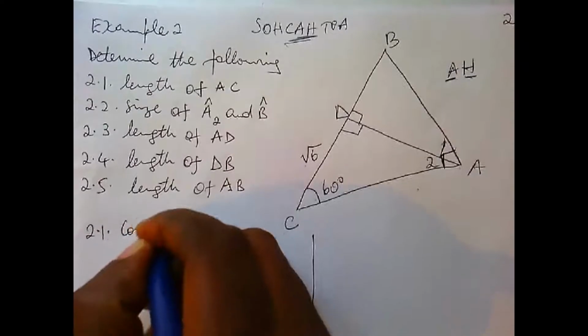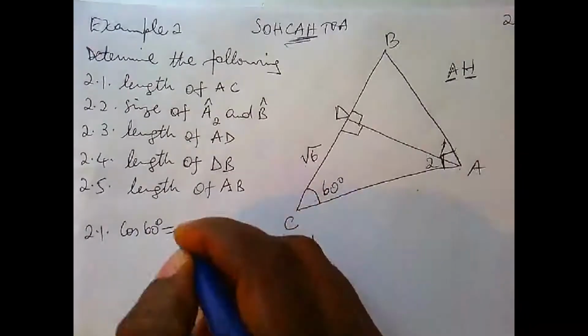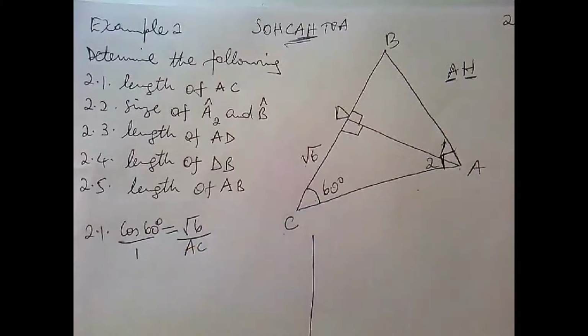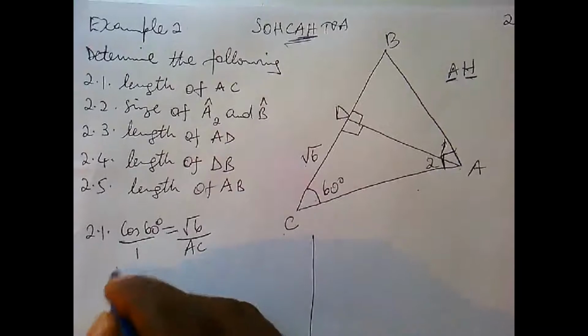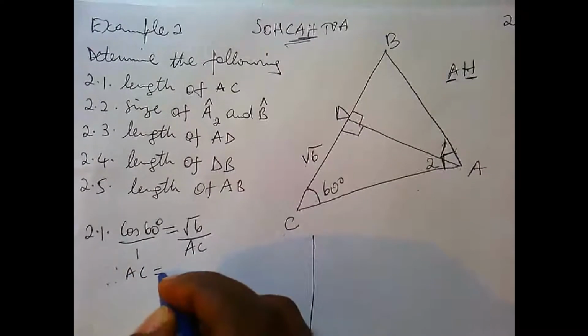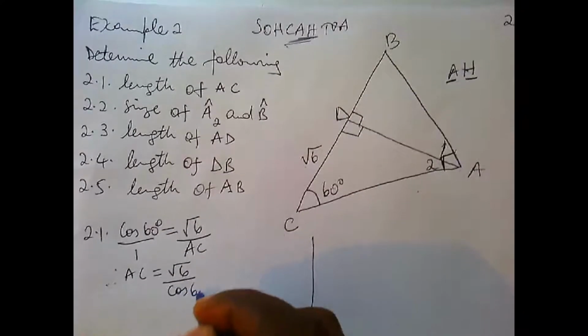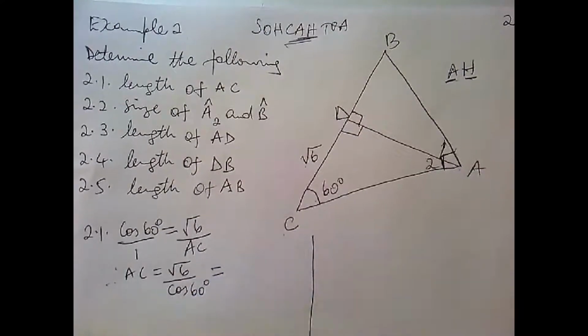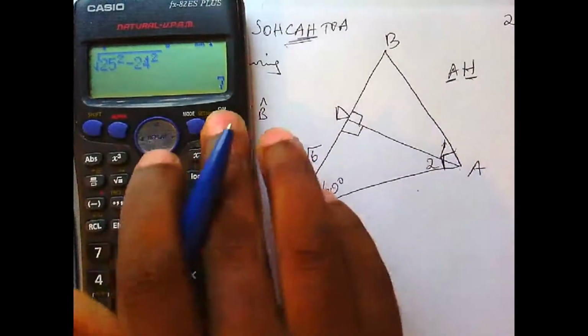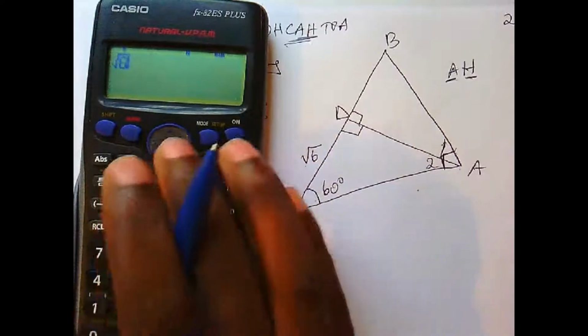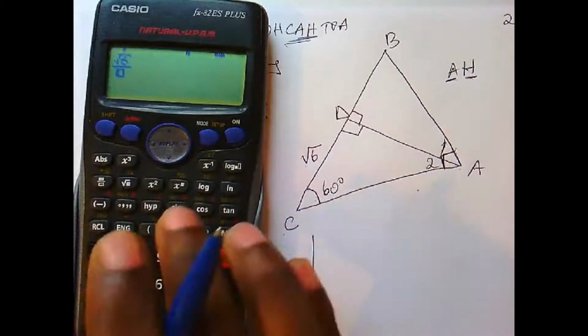So cos 60 degrees is equal to the adjacent, which is square root of 6, divided by the hypotenuse, which is AC, what we are looking for. Remember that cos 60 is divided by 1, so we can cross multiply or make AC the subject. Therefore, AC will be square root of 6 divided by cos 60 degrees. Then we simply press the calculator: square root of 6 divided by cos of 60 degrees.